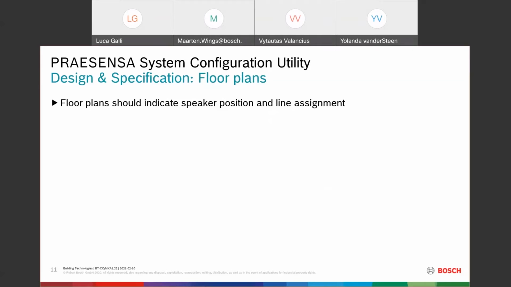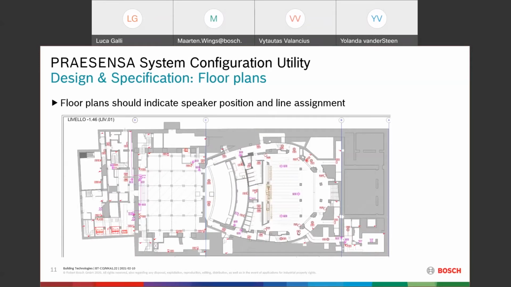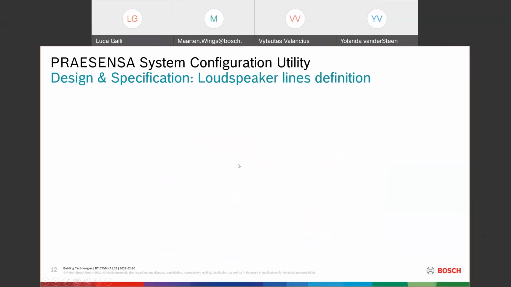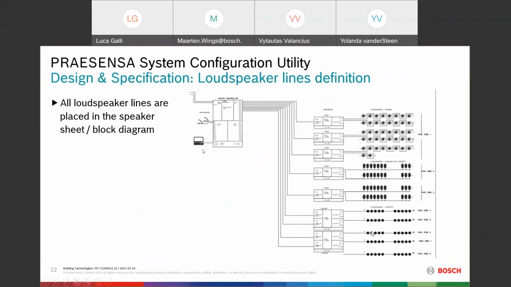Starting from the floor plans, we have to indicate the speaker positions. This is an example, a sort of theater. The first step is to identify the right places to install the speakers. As you can see here, we have some speakers. Each speaker has to be clearly identified in terms of zones and also in terms of line. Following the speaker positioning, we have to set up the loudspeaker lines, the complete set of loudspeaker lines and zones we want to use.